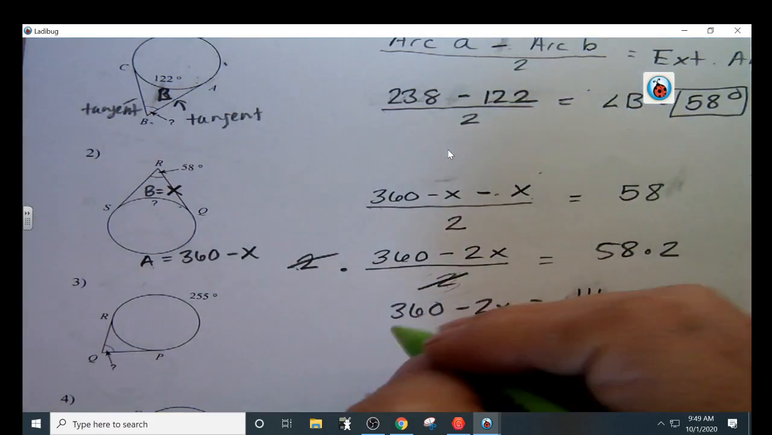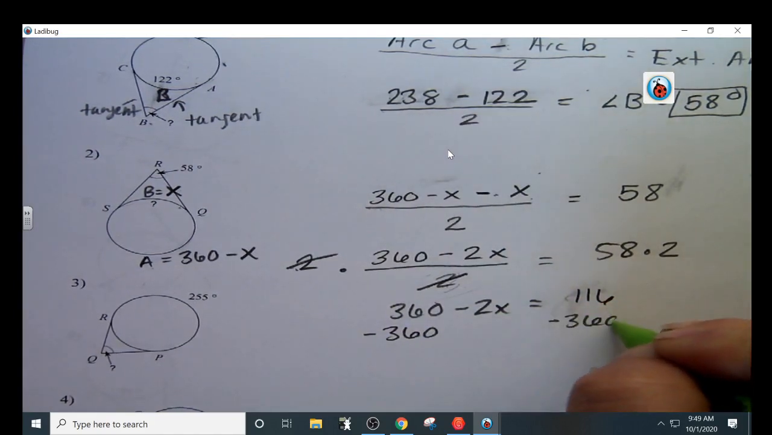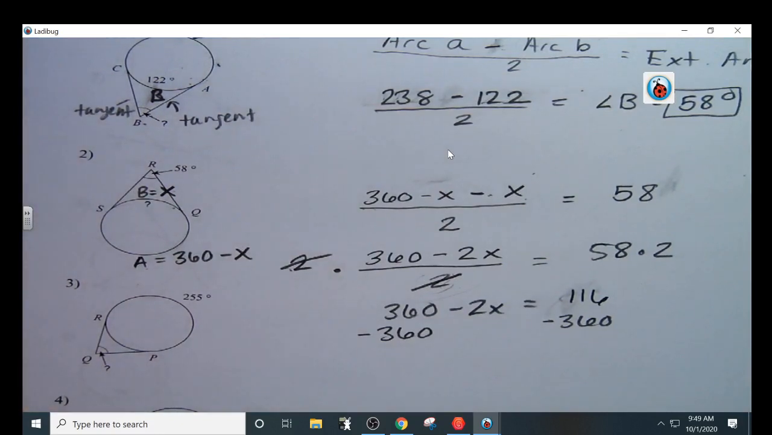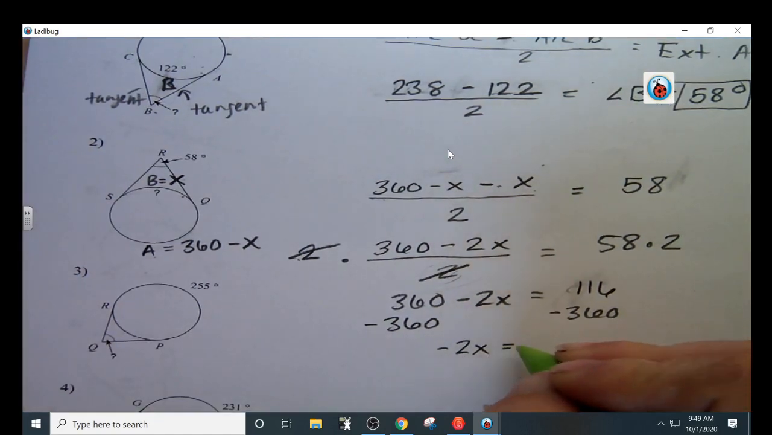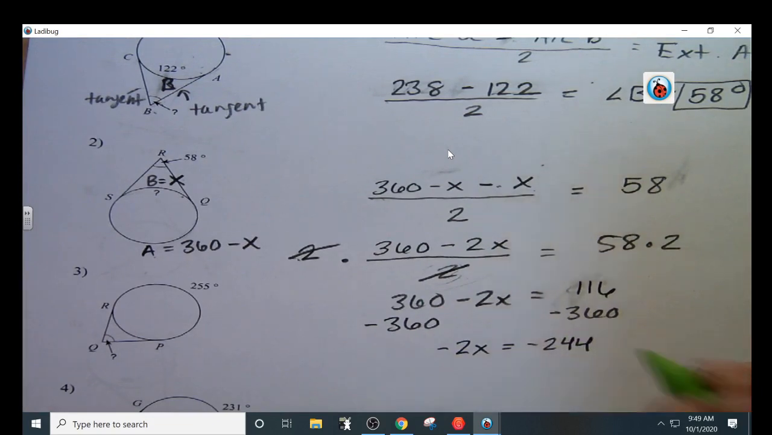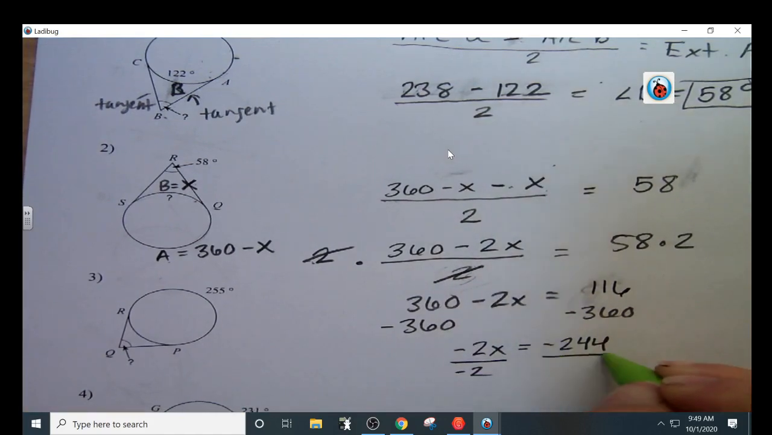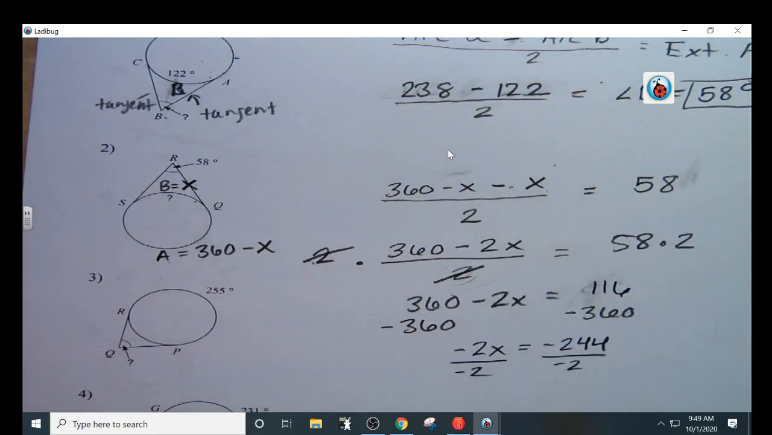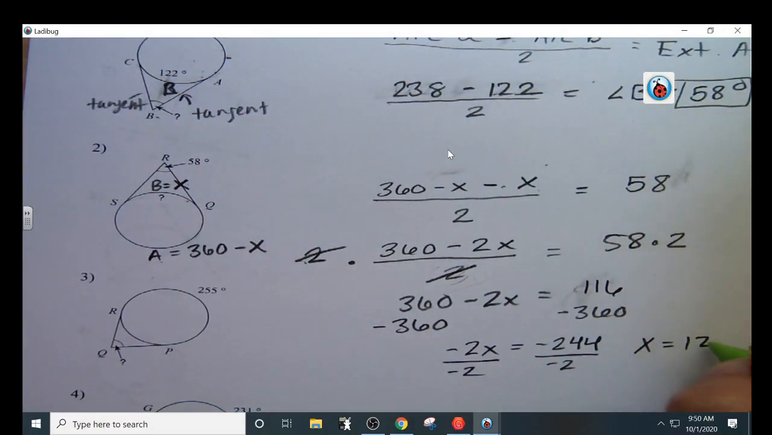All right. Now we're going to get our x by itself, so we're going to subtract this 360 first. All right, now, so we got 116 minus 360. It's negative 244. Okay. All right. Then divide by negative 2. That is 122. So x equals 122.